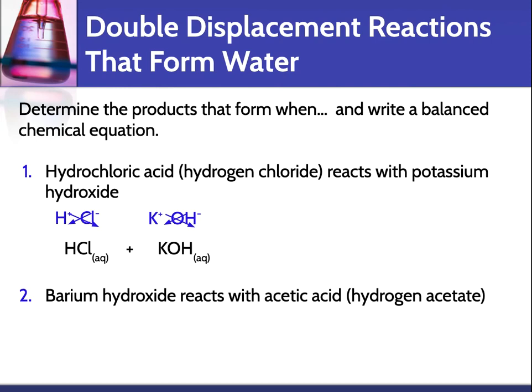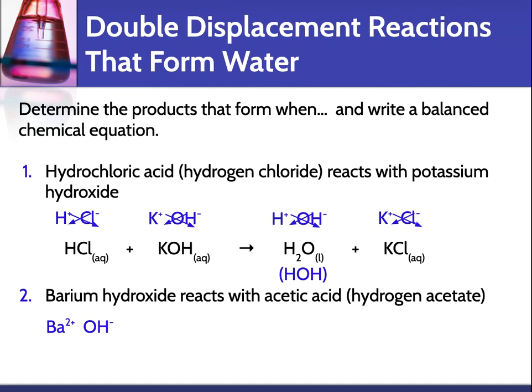So the K and the H are going to switch partners. So the H is going to be with the OH. So that's HOH, but we commonly refer to that as water, and we write it as H2O, which is a pure liquid. And then the K and Cl have come together to make an ionic compound or a salt, KCl. So that's one reaction.